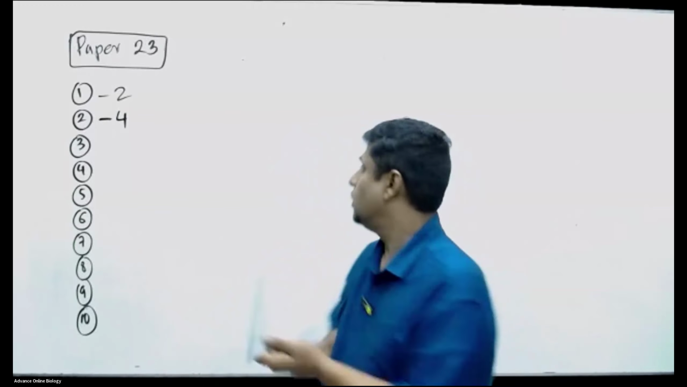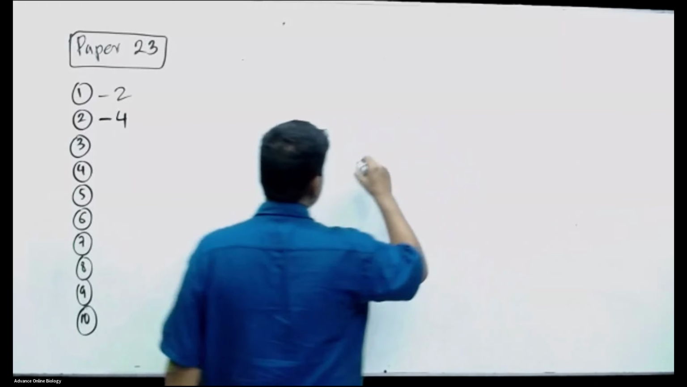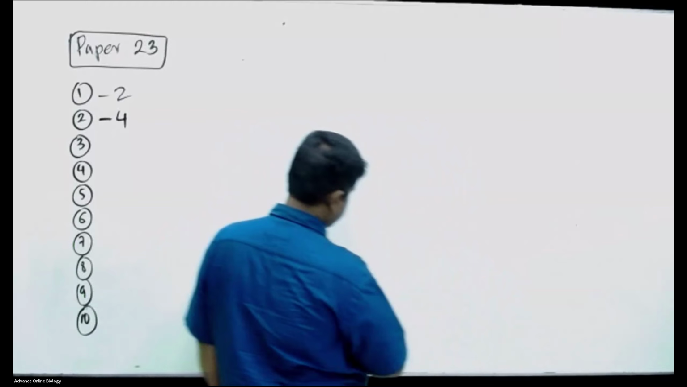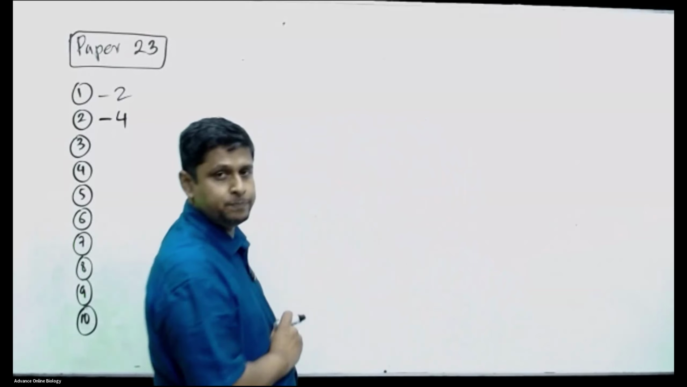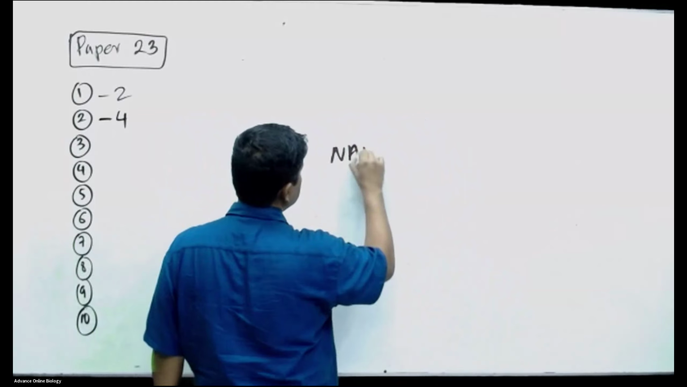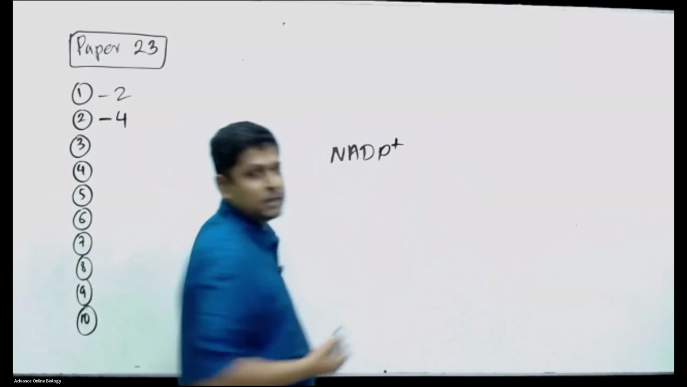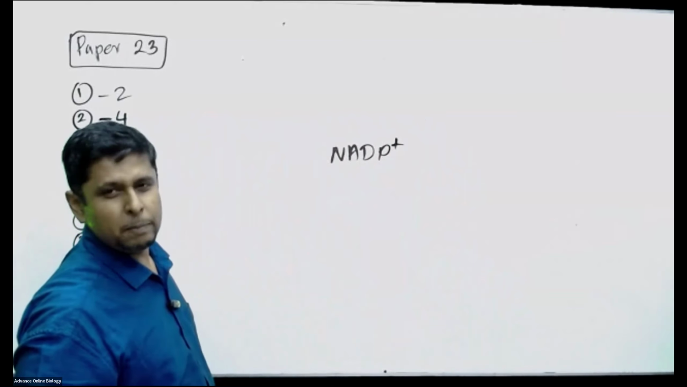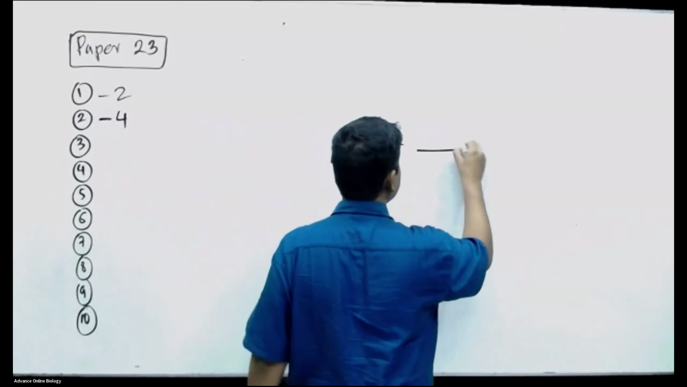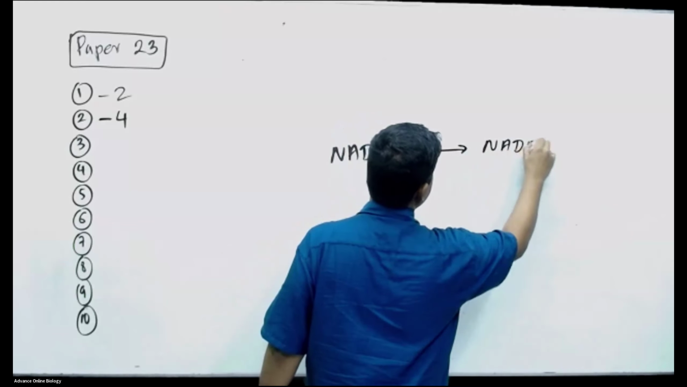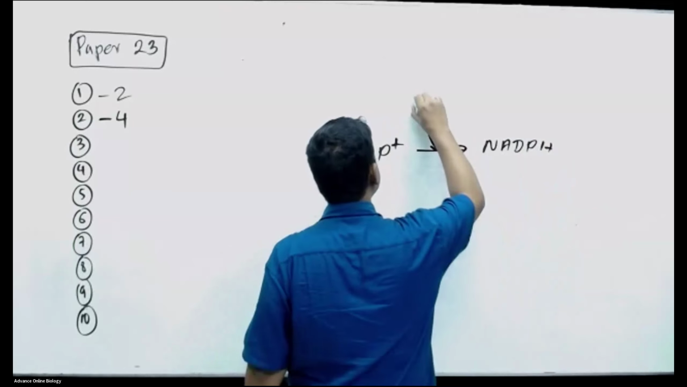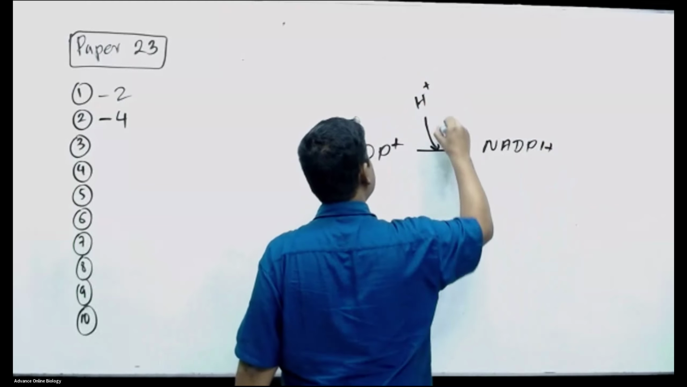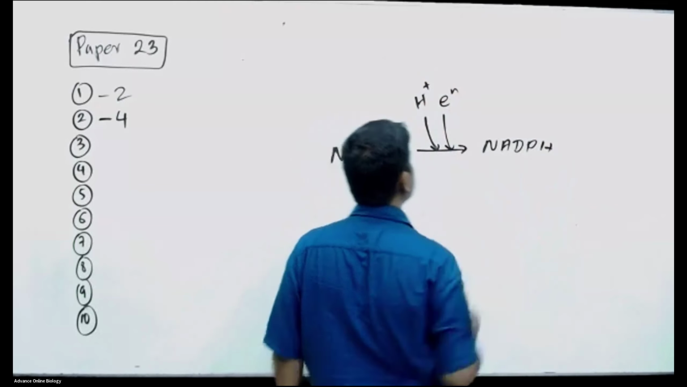NADP plus. Now look at this. NADP plus can become NADPH. That means it absorbs hydrogen. It takes hydrogen. It can take electrons also.